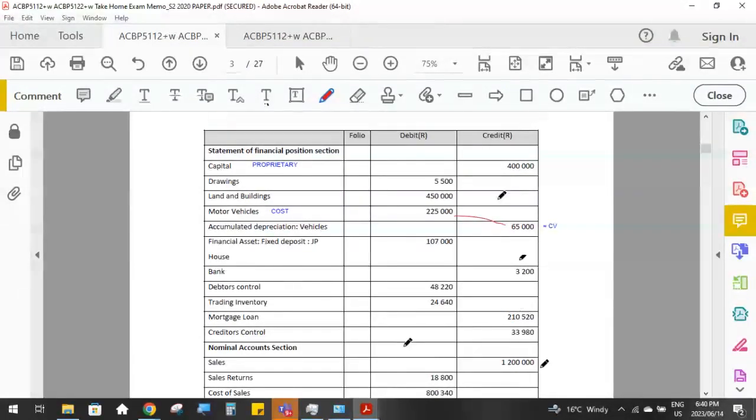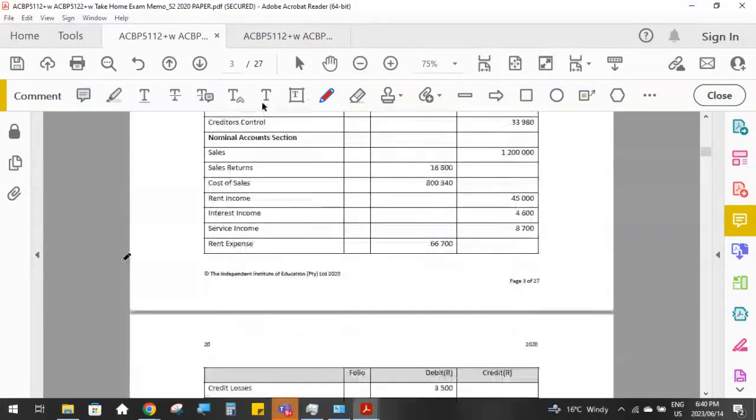Obviously, your capital and drawings are separate. Those are your equity accounts, but everything else in the statement of financial position section, if it's on the left-hand side, it will be an asset, and if it's on the right-hand side, it will be a liability. Sometimes in the question papers, they don't separate the columns into debit and credit. They give you one column with all of the amounts, and then you must be able to recognize which are which. Then in the nominal section, we've got our main sales account.